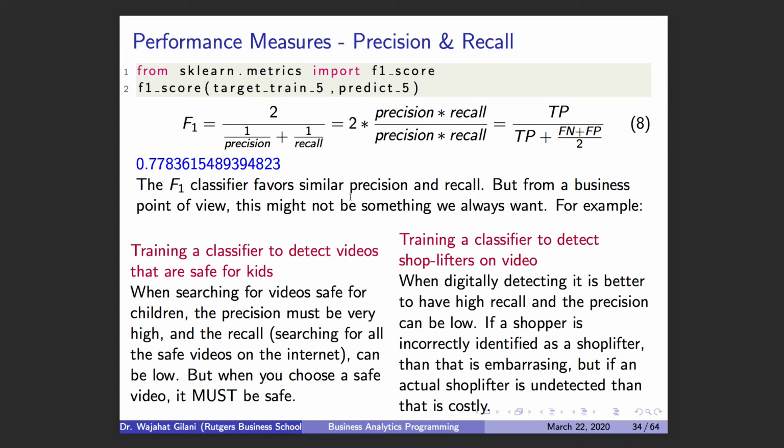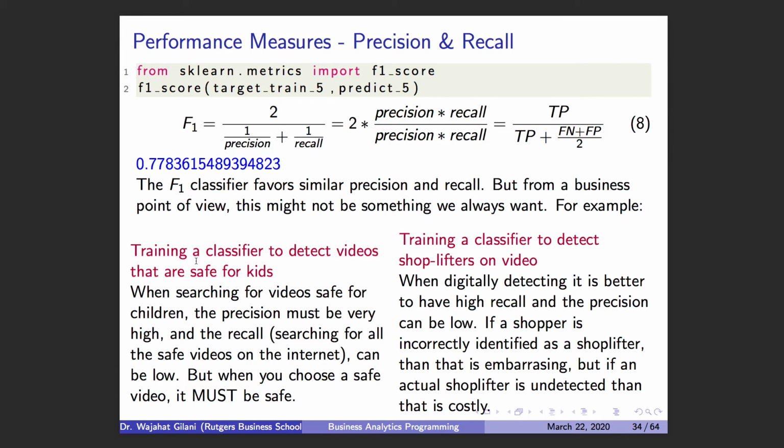When it comes to precision and recall, you're going to see in the next slide, there is always a trade-off between precision and recall when you don't have a perfect classifier. In this case, when you're training a classifier to detect videos that are safe for children, what do you think you want? Do you want more precision or do you want more recall?